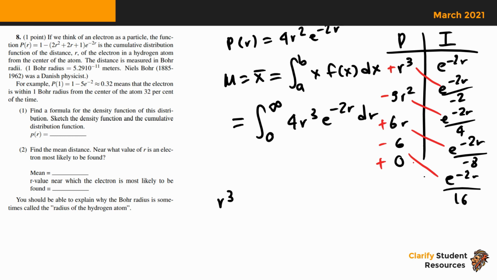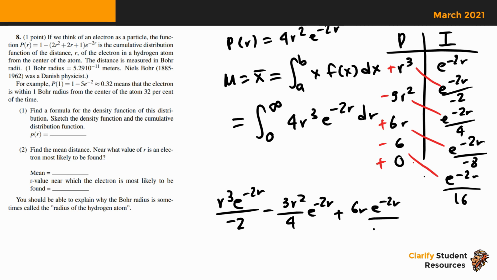So we get r cubed e to the negative 2r over negative 2. And then we want to add the minus sign. So we're going to minus 3r squared over 4, and then we add e to the negative 2r. And then again, we're going to have the other term, 6r times e to the negative 2r over negative 8. And then finally the last term, negative 6e to the negative 2r over 16.